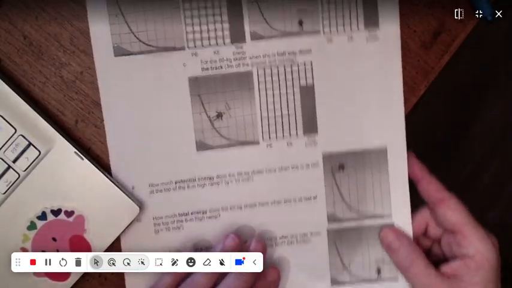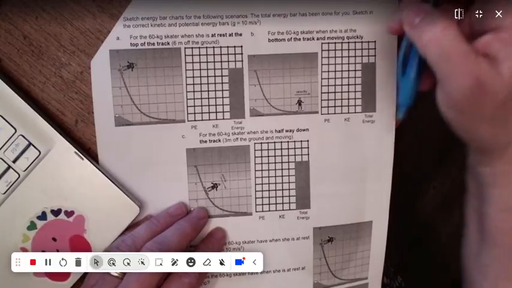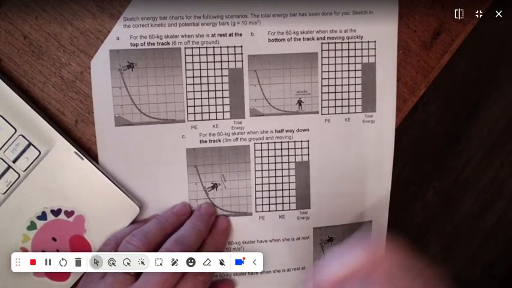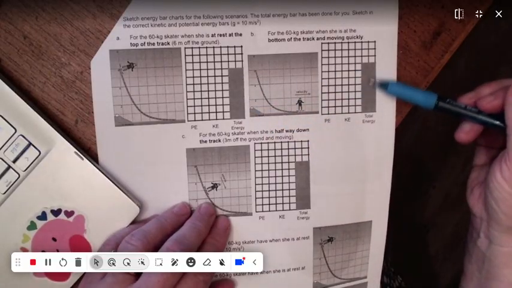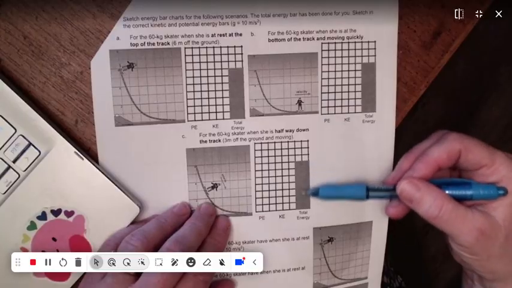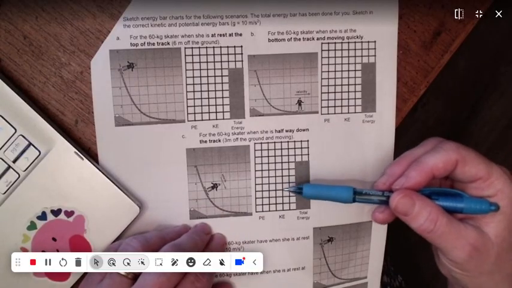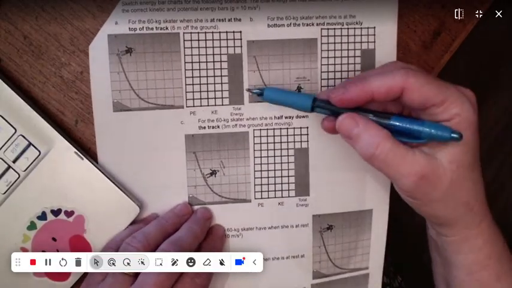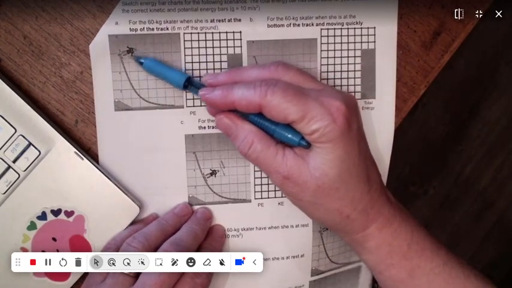Okay, let's see if I can get this other side done. Now we're doing energy bar charts, which we just did, so hopefully that's fresh in your minds. So we've got a total bar chart here, and every point, remember that's our conserved energy that stays the same, and then within that, potential and kinetic are going to change depending on where she's at. So we want to sketch the bar chart for when she's at rest at the top of the track.